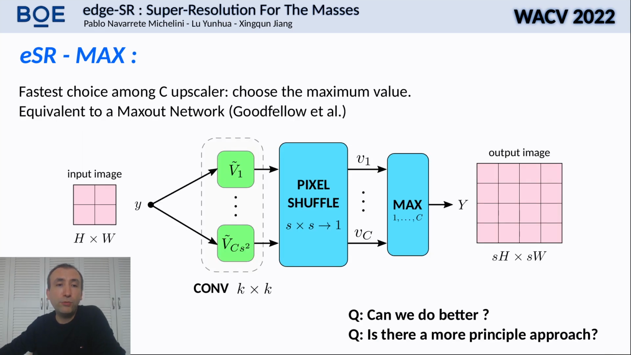The simplest decision we can take with C candidate upscalers is to choose quickly by taking the maximum value here. And this is actually equivalent to a maxout network by Goodfellow and others. Okay, this is fast, but it's a bit desperate and missing basic principles. So can we do better?